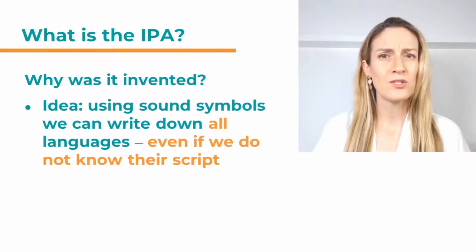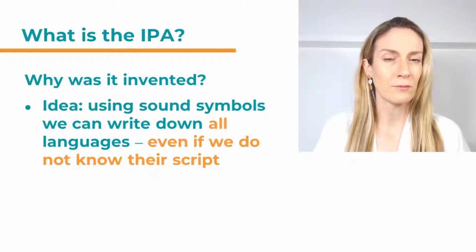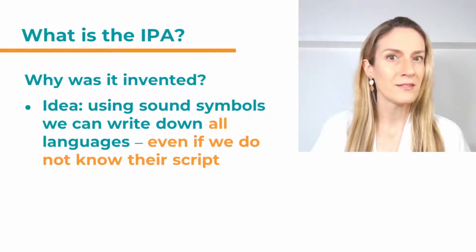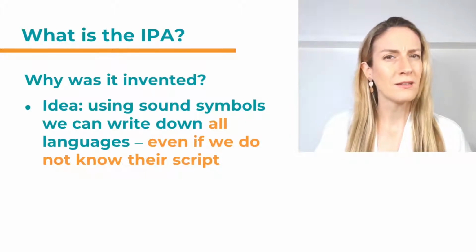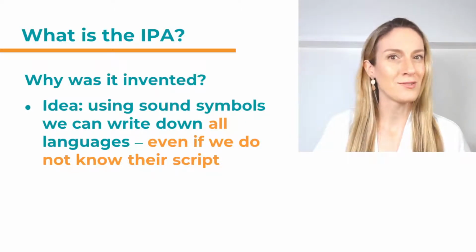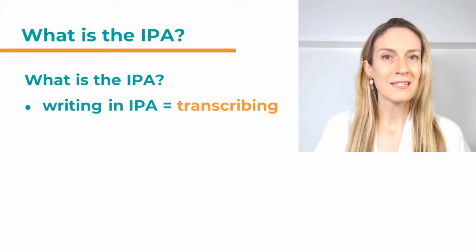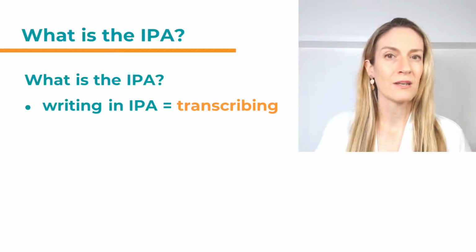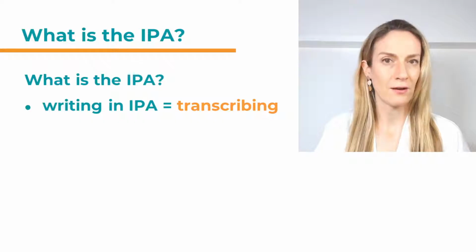Even the ones where we do not know the script, or where we maybe don't have a script. Obviously, most languages these days have a script, but still not all. There are some languages from some tribes, for example in the Amazon, who do not have a script. Even those can be transcribed using symbols from the IPA. So when we write in IPA using sound symbols, we usually use the word transcribing. We transcribe what we hear using the IPA sound symbols.